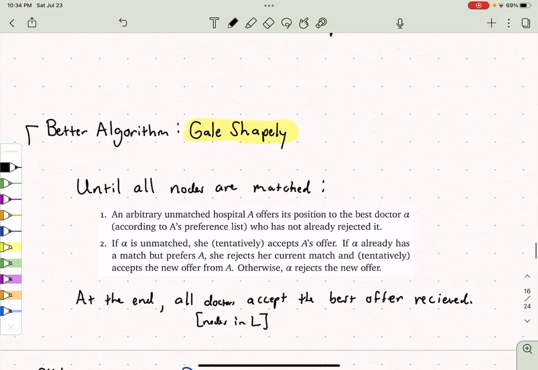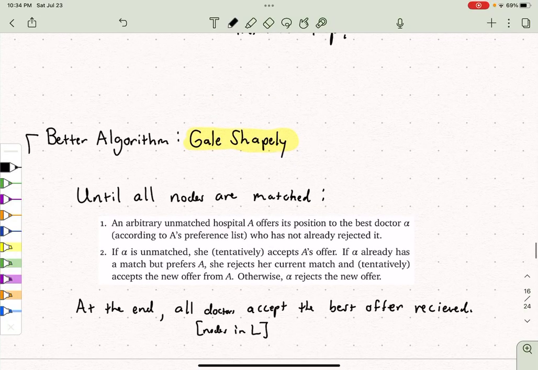So let's try a different strategy. This one actually will work. This is the well-known Gale Shapley algorithm. It's sometimes also called the Boston Pool algorithm because of how it originated, where it was actually used to match medical students in Boston. And what does this algorithm do? Well, it starts out with everyone being unmatched, and we will tentatively match some nodes.